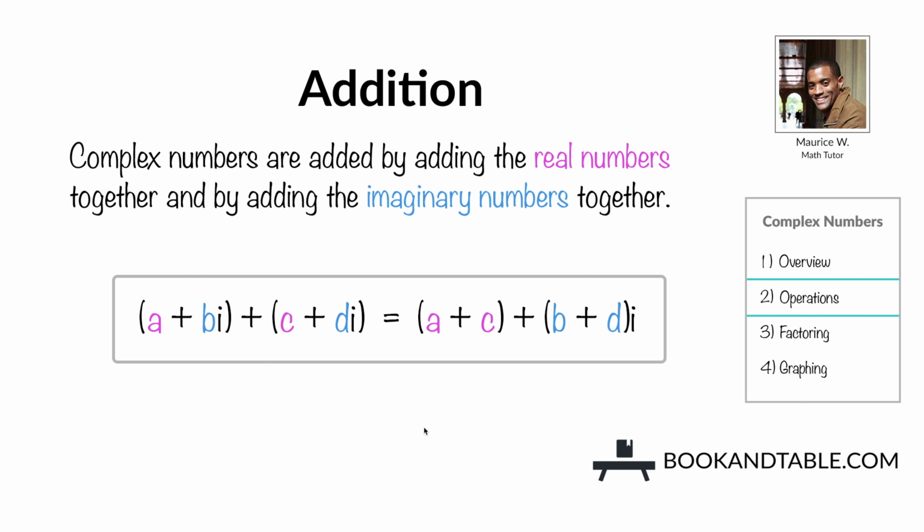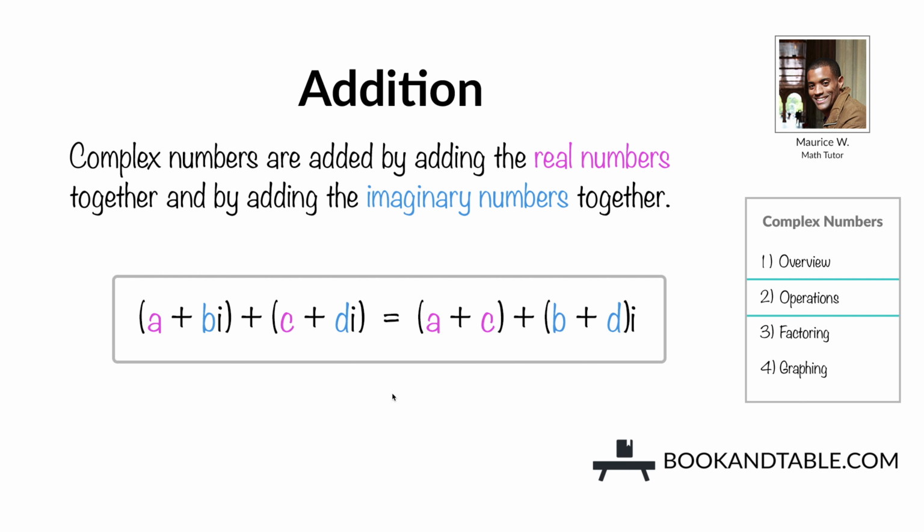Complex numbers are added by adding the real numbers together and by adding the imaginary numbers together. So let's say we had a plus bi being added to c plus di. In each one we have a complex number, a real part, and an imaginary part. So you would add a plus c, the real numbers, and then you would add that to the sum of the imaginary numbers, bi plus di, which would become b plus d times i.